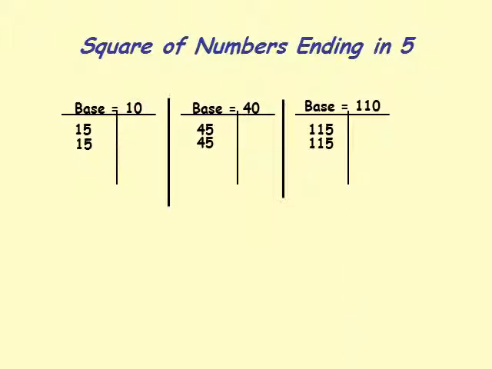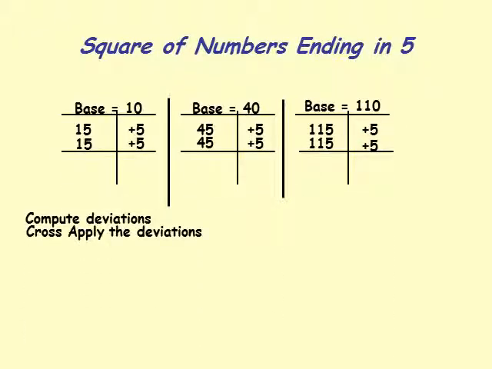Let's continue. Next we find the deviations. 15 minus 10 is 5, 45 minus 40 is 5, 115 minus 110 is 5. So it's plus 5 all the way. Now we find the left by cross applying the deviations: 15 plus 5, 45 plus 5, 115 plus 5, which gets us 20, 50, 120. This is a proportional base, this is the natural base. So we resolve proportionality now.